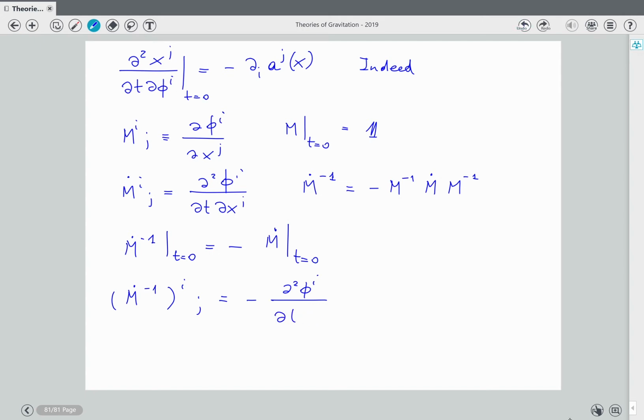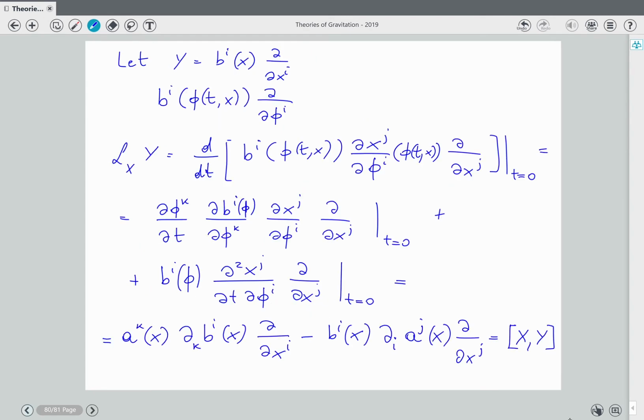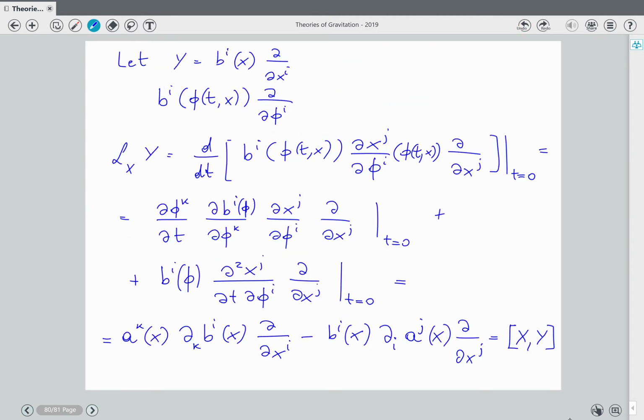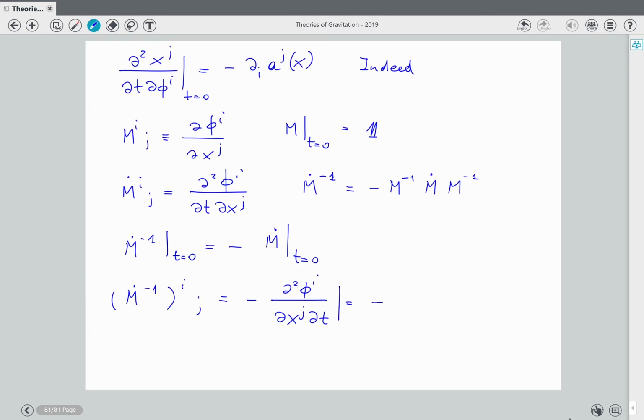We can actually exchange partial xj, partial t, and then we know that partial phi partial t goes to a, so that is minus, for t equals 0, minus partial j a I.